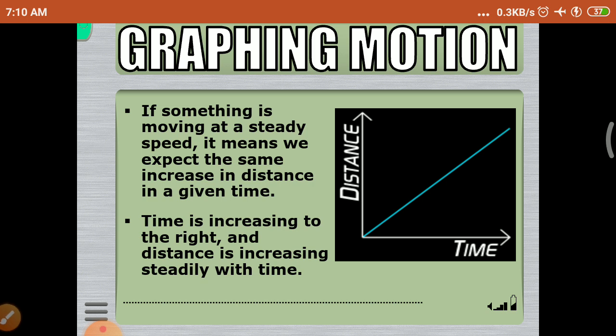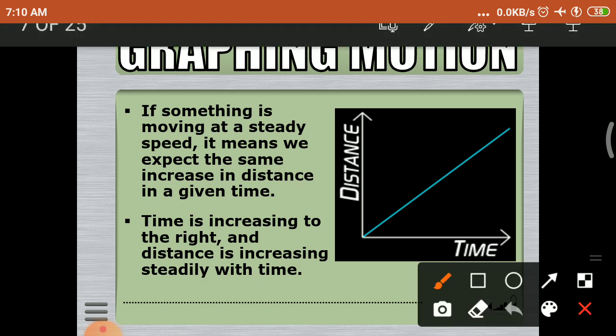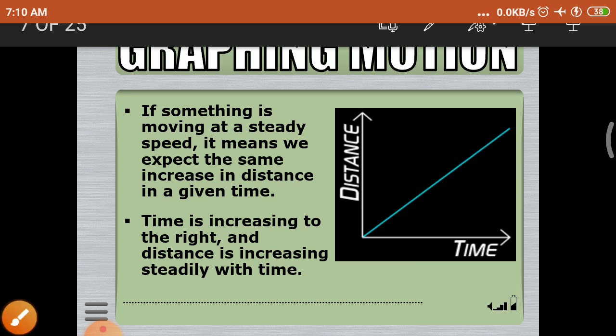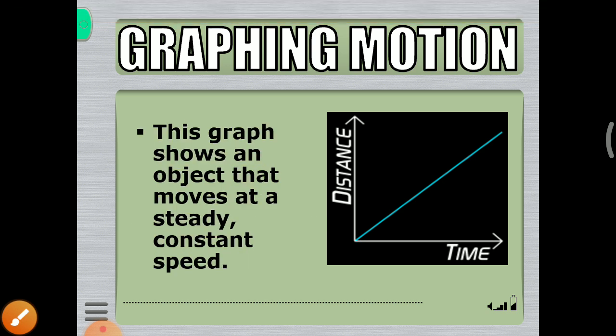When the object covers equal distance in equal intervals of time, we get a straight line in the graph. This straight line represents that the object is moving at a constant speed. So this graph shows an object that moves at a steady constant speed.